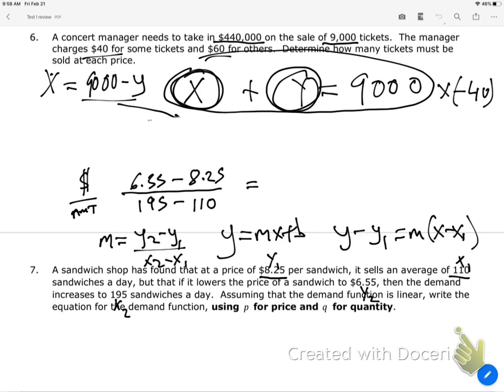Okay, so what is this going to be? I need to use my calculator. I can do the denominator. What's that? 85. Right, 6.55 minus 8.25 equals, right, negative 1.7 divided by 85. Right, equals negative 0.02. In other words, looks like it's going down by 2 cents for every sandwich. That's what that means, but anyway, we're not asking for that. That is the slope. Okay, that is the slope. Right, so that is m.